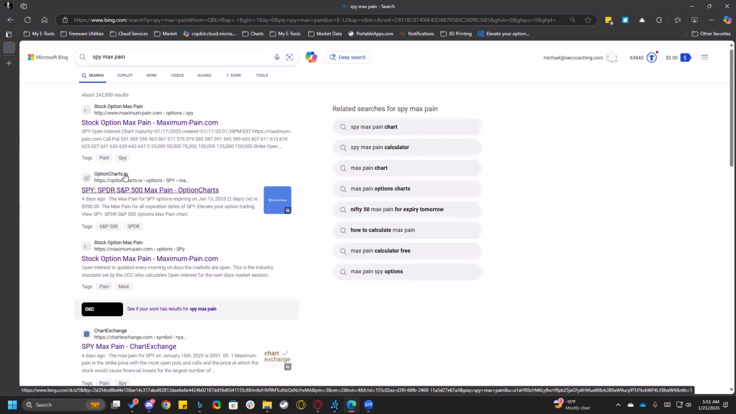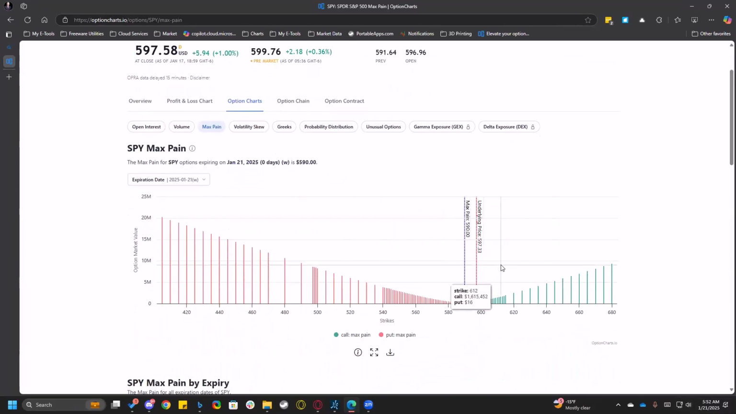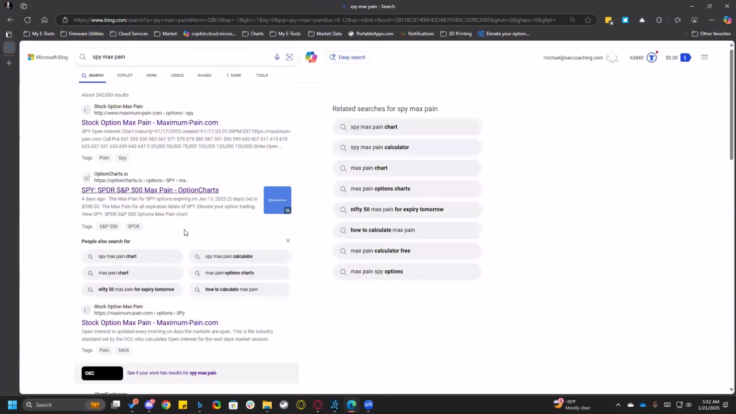We've got optionscharts.io. I'm just randomly picking one here, and we can see max pain for today, January 21st. And here's the visual of what that would look like. And it's telling us the max pain is 590. Now notice I didn't sign in. I don't have an account here. I just randomly picked a site.